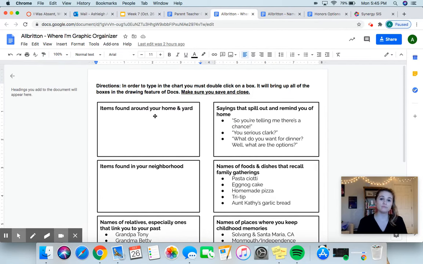Items found around your home and your yard. This could be your home. If you don't want to talk about your specific house, talk about the city that you live in, the place where you live, maybe your state. You can be as broad or as specific as you want to, as long as you're on topic. So this could be like the car in the garage. This could be the dog outside. Just things. What's around you and where you live.